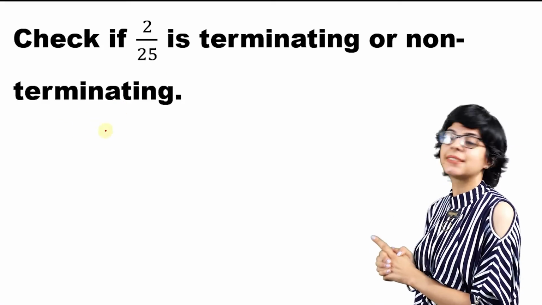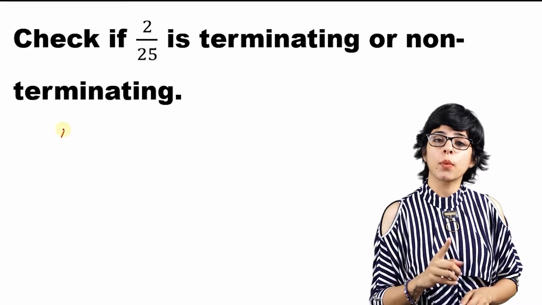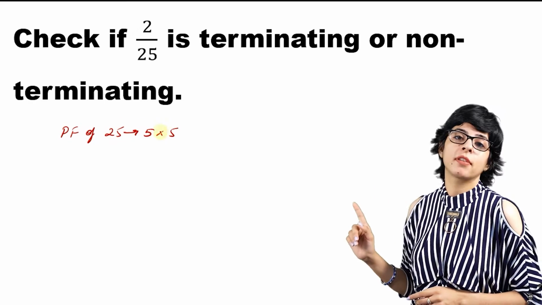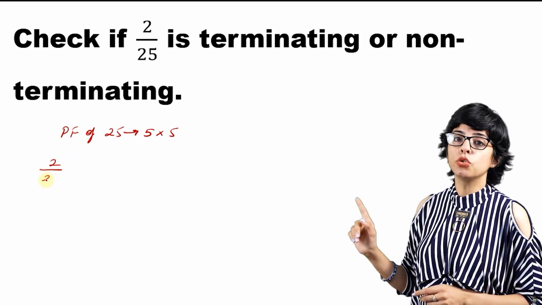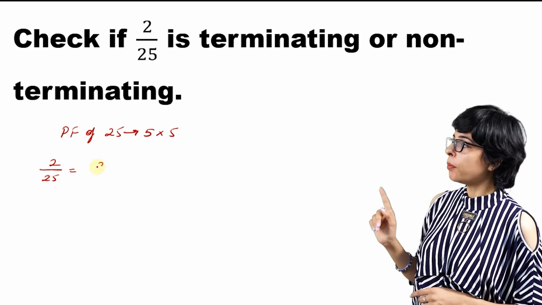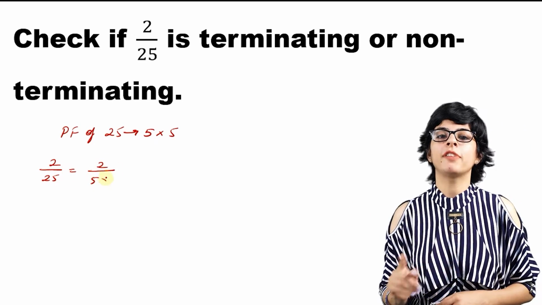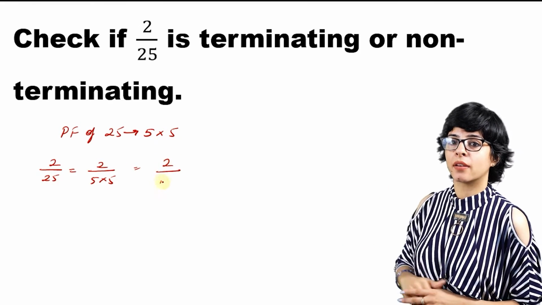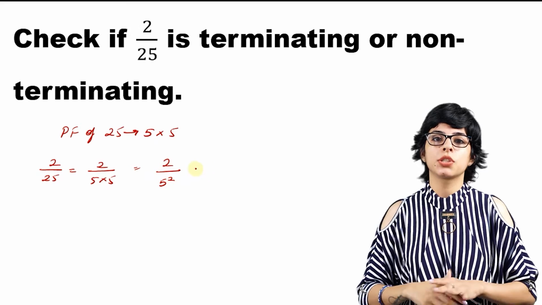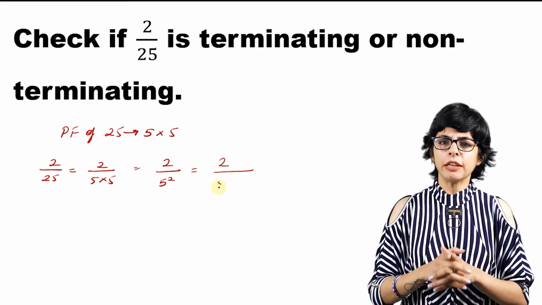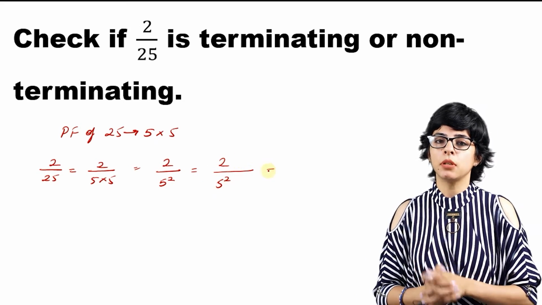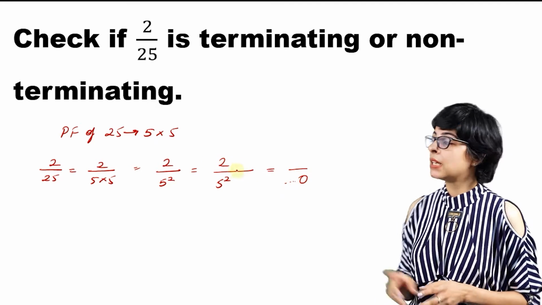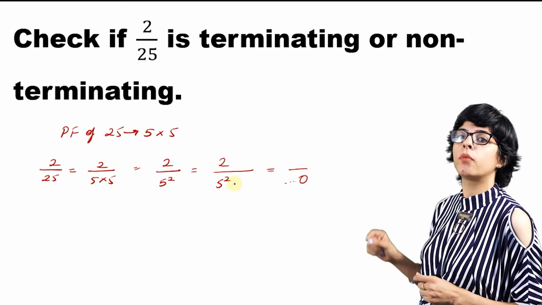My next example says 2 upon 25, and we have to check whether this fraction is terminating or non-terminating. So let me do the prime factorization of 25, which gives 2 upon 5 into 5. So 2 upon 25 can be written as 2 upon 5 into 5, and the same can be written as 2 upon 5 square. Now in the denominator I already have 5. If I convert this into such a number which gives me the ending number 0, I'll be able to solve my question. So 5 square means the ending number will be 5.